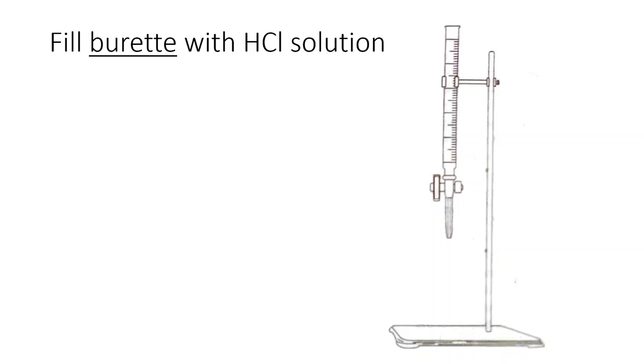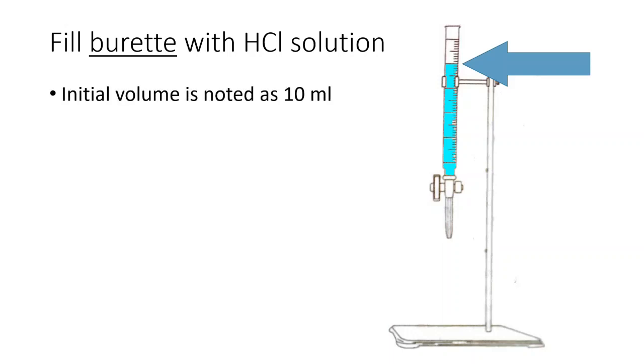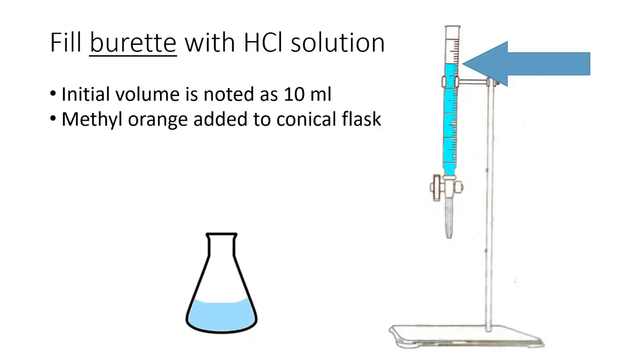The next thing I do is I fill the burette up with hydrochloric acid solution of unknown concentration. I get that initial reading and the initial volume. That initial reading is 10 mL. I get my conical flask with the aliquot or sample, and methyl orange, the indicator, is added to the conical flask, and the solution will probably turn a yellowish sort of colour.